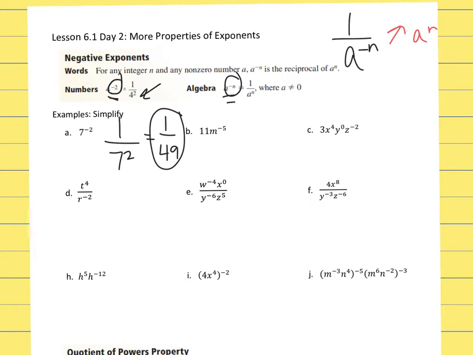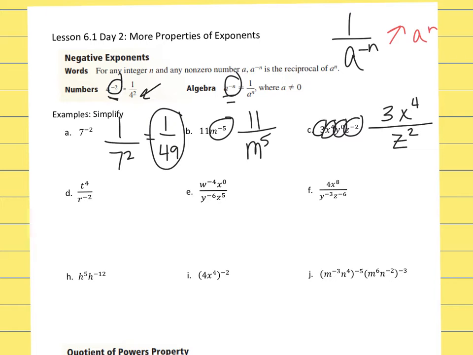Okay, letter B. 11 does not have a negative exponent, so it stays in the numerator, but m has a negative exponent, so m to the 5th goes to the bottom as a positive exponent. Letter C, 3 doesn't have an exponent, so it stays. X to the 4th stays in the numerator. Y to the 0, any number to the 0 power is just 1, so I don't even need to write that. And z to the negative 2 goes in the denominator as z squared.